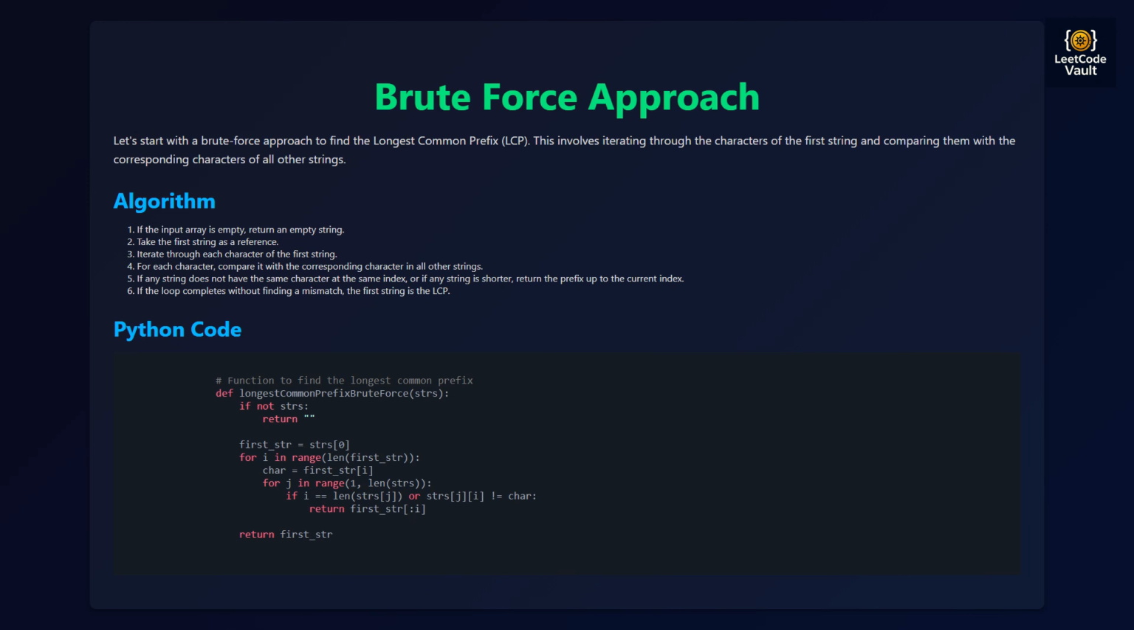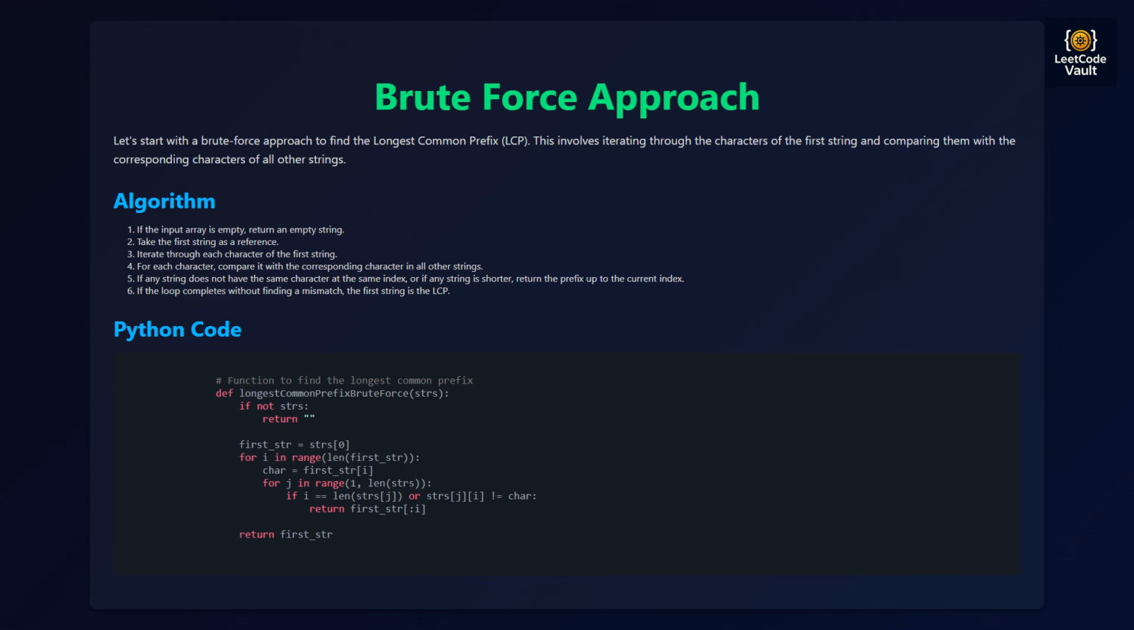Brute force approach. One naive approach would be to compare each character of the first string with the corresponding characters of all other strings. If a mismatch is found, we stop and the common prefix ends there. This is a brute force approach. We'd iterate through each string, comparing characters one by one. However, this approach isn't very efficient. Imagine having a huge number of strings, each with many characters. The time complexity becomes quite high.